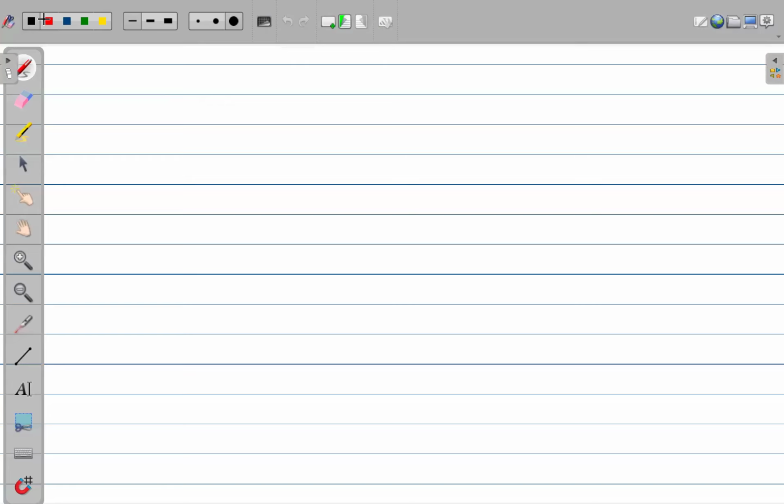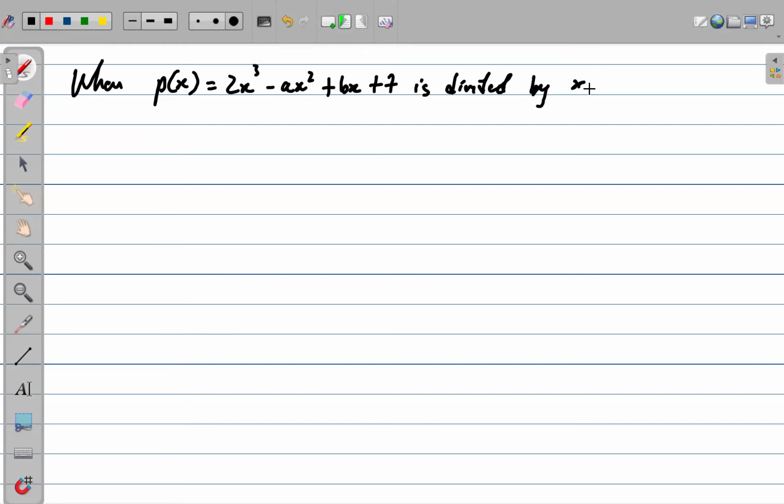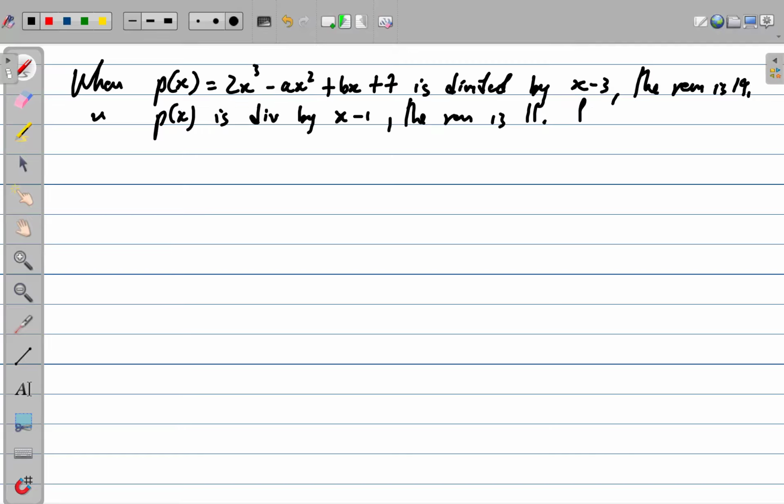Well, let me write down the question first. When the function p of x equals 2x cubed minus ax squared plus bx plus 7 is divided by x minus 3, the remainder is 19. That's our first statement. The second statement is that when the same function is divided by x minus 1, the remainder is 11. We know the classical question: find A and B.